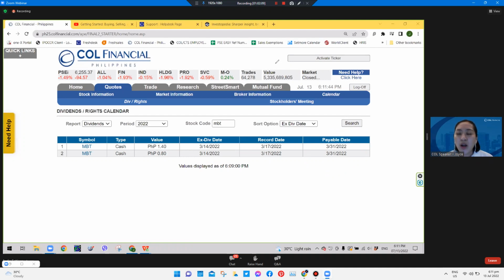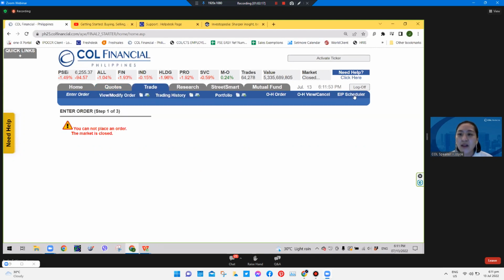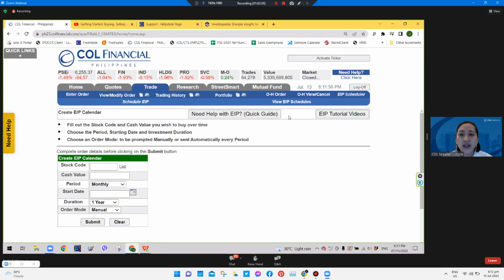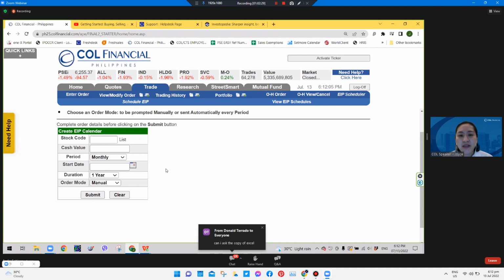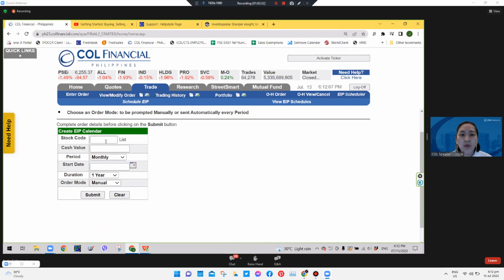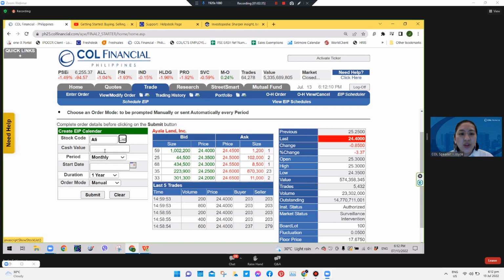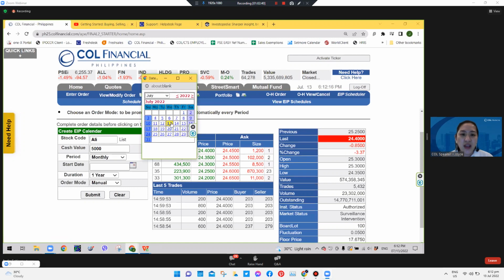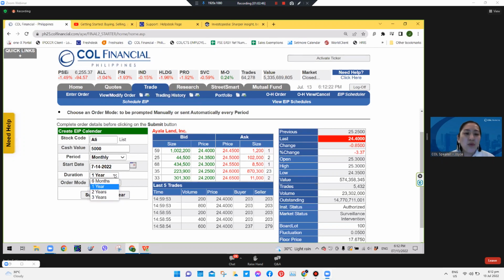Now, for those who are accumulating, the buy and accumulate, this might be helpful for you. Go to the trade tab and click on the EIP scheduler. Again, trade tab, EIP scheduler. This is sort of like a smart reminder, a smart alarm. EIP stands for Easy Investment Program. You can just type in what stock you want and your budget. So let's say my budget is 5,000 every month and I want to start tomorrow, with a duration of 1 year.